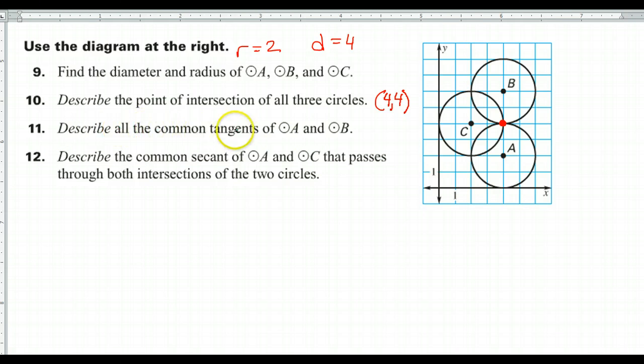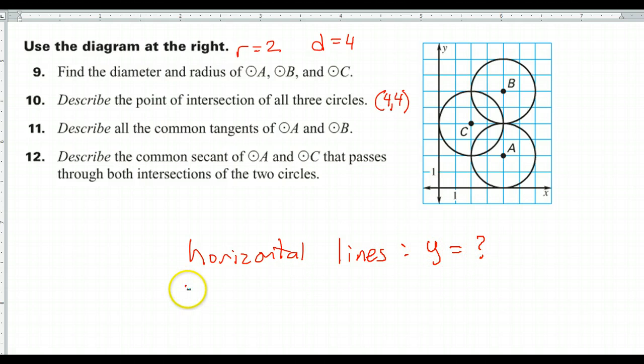Describe all the common tangents of circle A and circle B. Well, let's start by drawing them. And remember from the other page that if we get a horizontal line, horizontal lines are always going to be like y equals something. Okay, let me just write this down. Horizontal lines are always like y equals something.